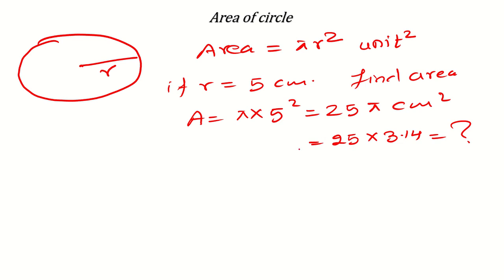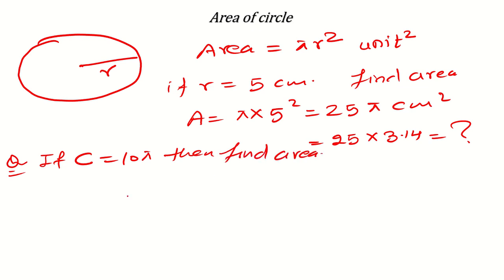If not, then it can be 25 multiplied by 3.14, and you will find by multiplication you will get the answer. Okay, now another thing, what else can be given for this question? They can say, if circumference is 10 pi, then find area. Then how you will do such questions? See, for area, what is the formula? Area is pi r square, and to find the area we must have radius. Yes or no?